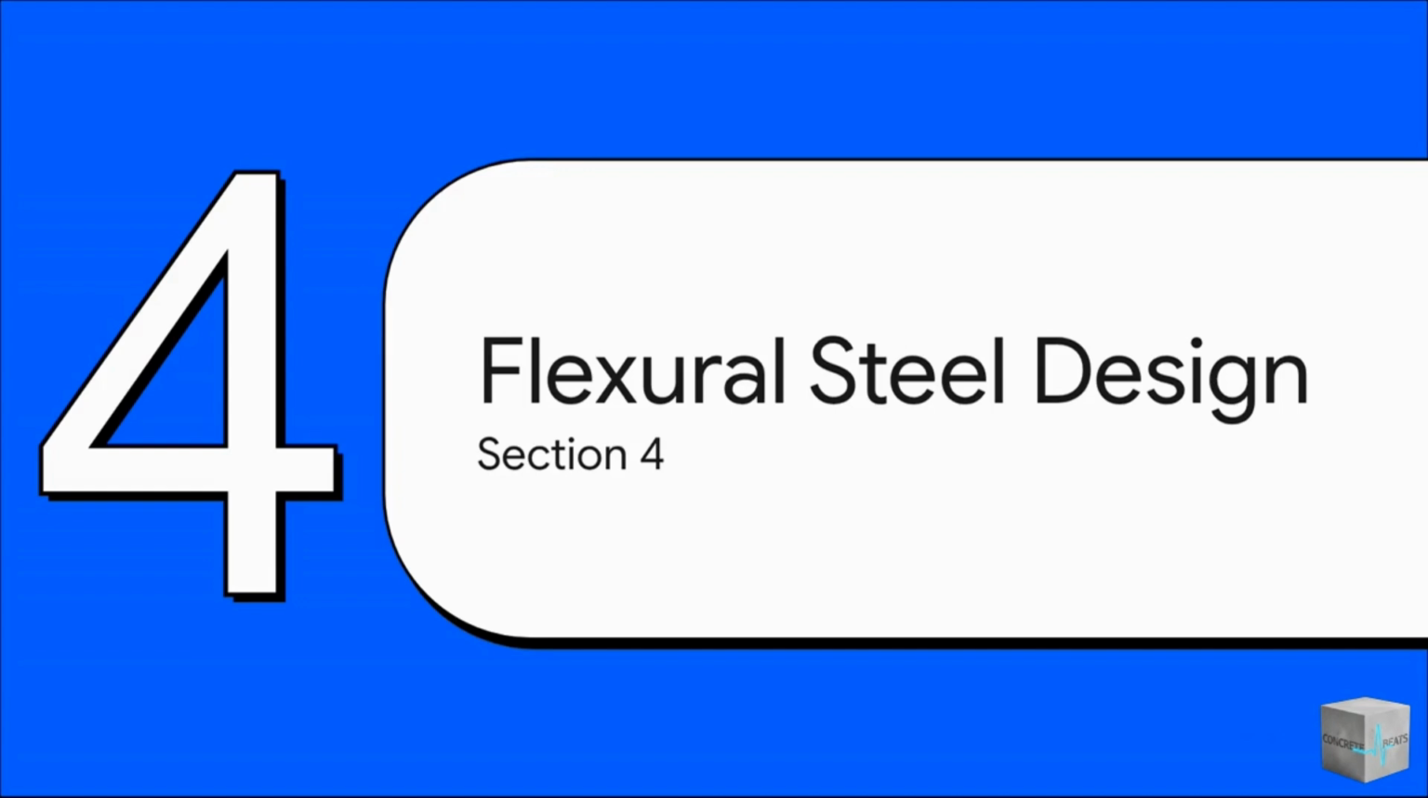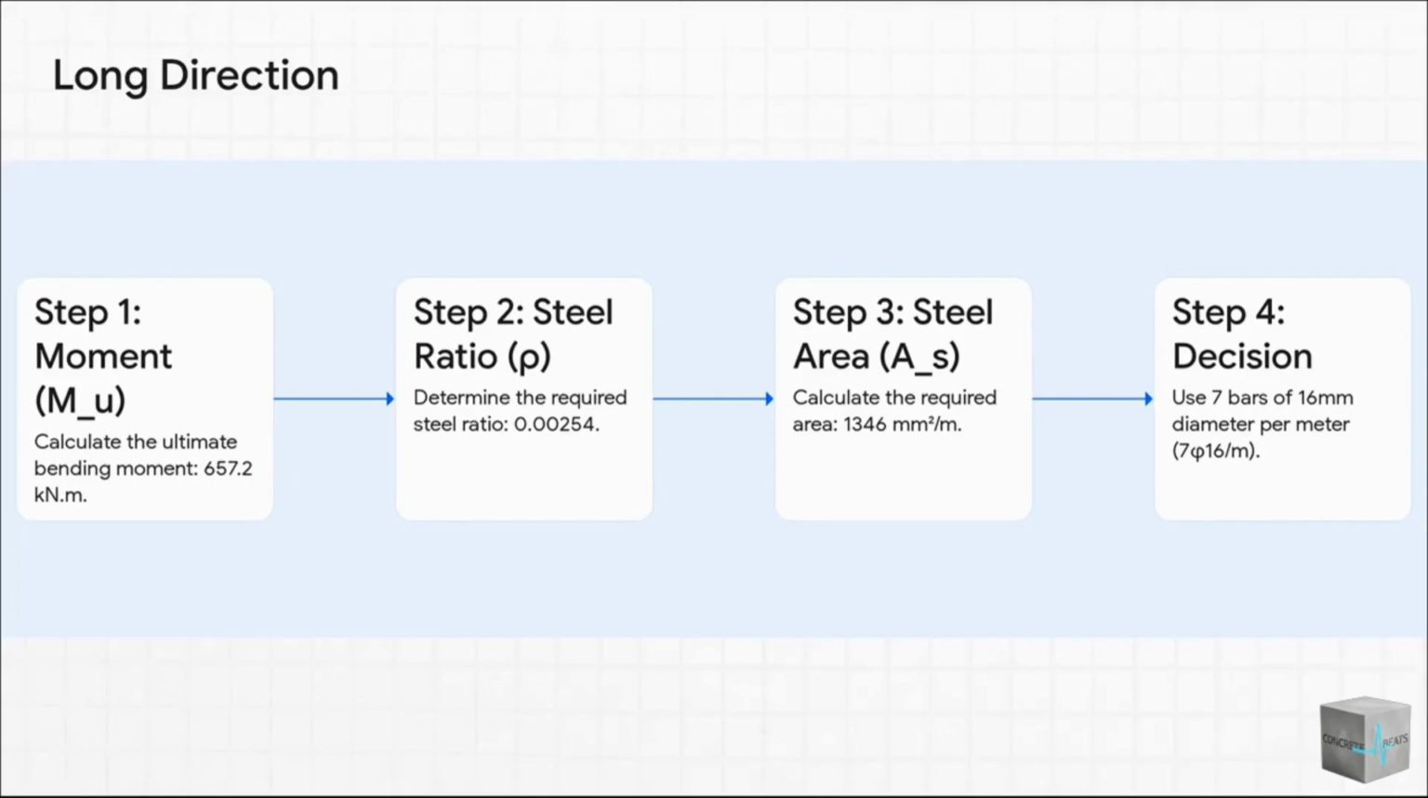Now we get to the really fun part. Figuring out exactly how much steel reinforcement, or rebar, we need to handle all the bending forces. Let's start with the long direction. The first step is to calculate the ultimate bending moment right at the face of the column. That comes out to 657.2 kilonewton meters.